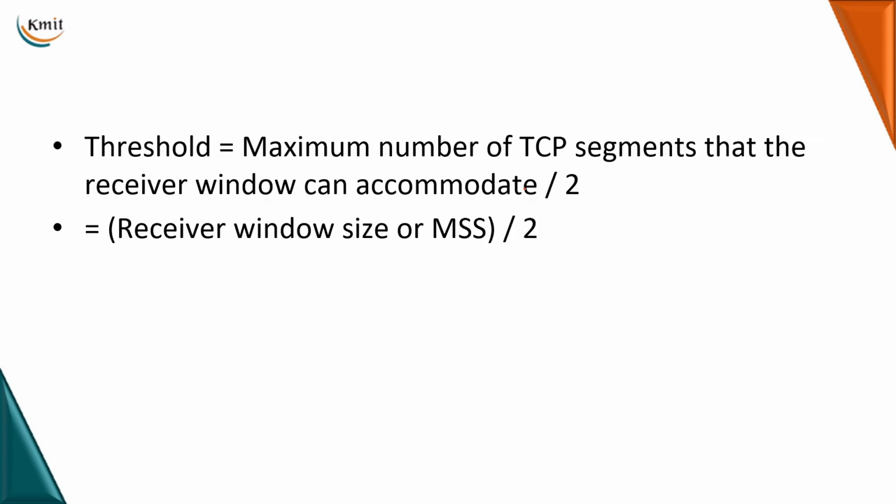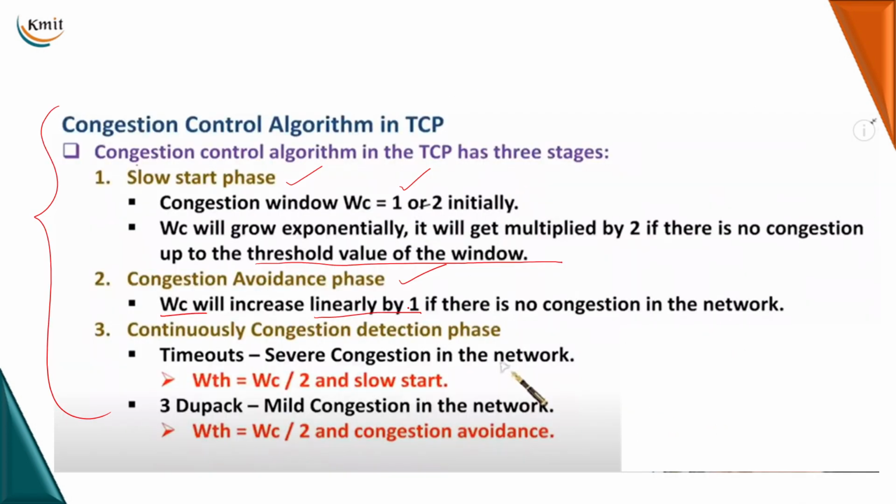So you can see the third phase. We go into the third phase, that is the continuous congestion detection phase, where congestion can be detected using the timeout process or using 3 duplicate acknowledgements. Timeouts are a warning of severe congestion in the network.